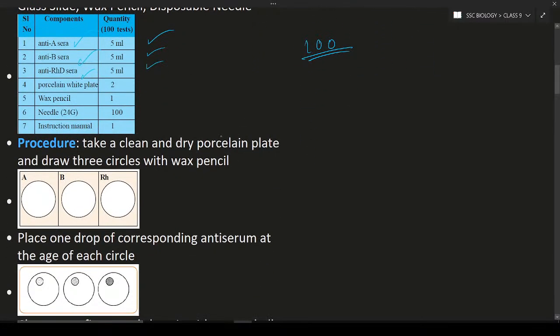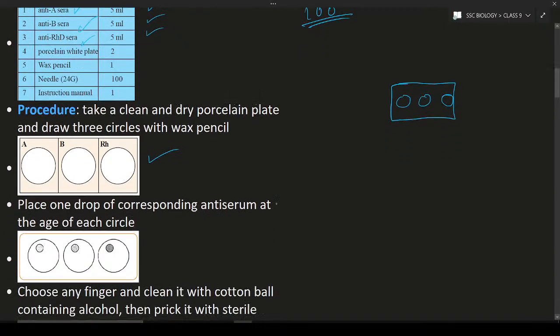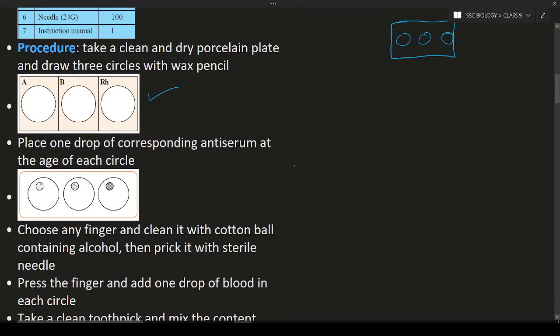Now the procedure: how do you perform the lab activity and identify the blood group of a person? First, take a clean and dry porcelain plate and draw 3 circles. As shown in this diagram, you can see a small porcelain plate, or instead you can take a slide. With the help of a wax pencil, draw 3 circles and name each circle A, B and RH. This should be drawn and written on the porcelain plate. Now we have to put a drop of the corresponding anti-sera.